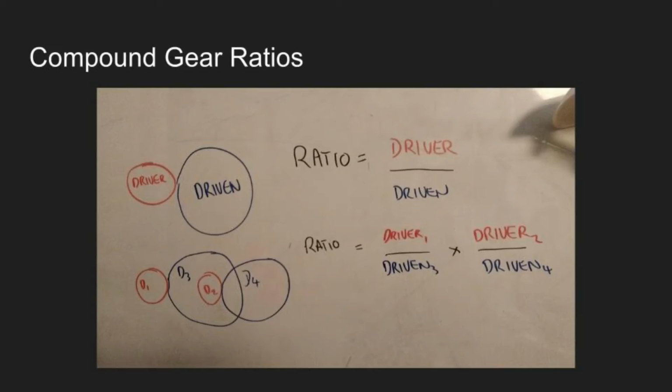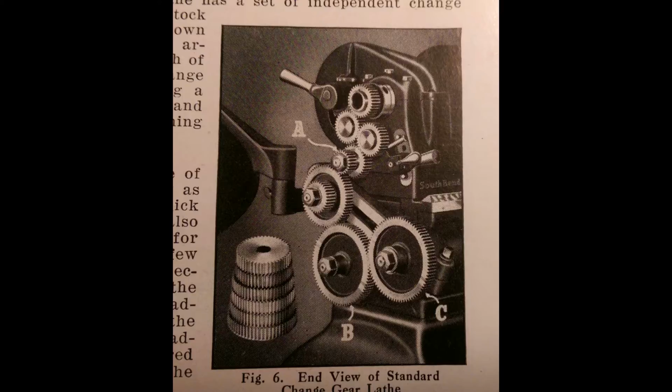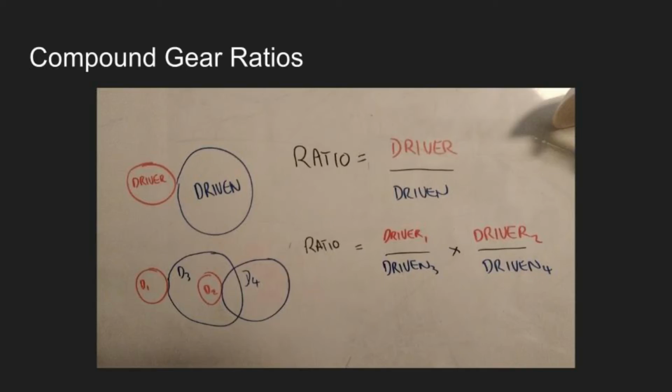So for the more complicated gearboxes that you might see, like what we saw in the lathe picture earlier actually, we saw one gear driving another, and then that gear was attached to a third gear, and that third gear then drove a fourth gear. And the way we calculate the ratios for this is we literally multiply a bunch of smaller ratios.